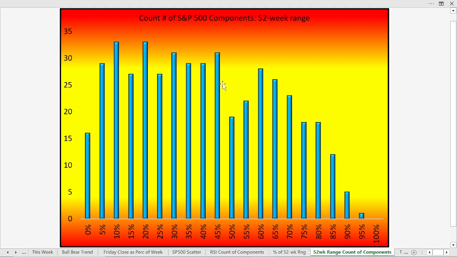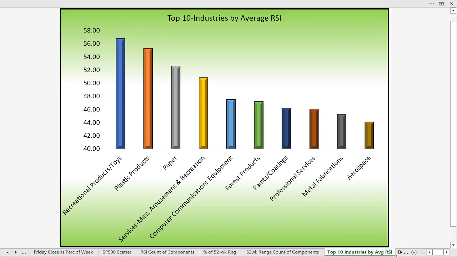Imagine every stock in the S&P 500 had an annual range of $1 to $100 a share. This would show us that most of the stocks are trading at 10, 15, 20, 30, maybe $40 a share. They're all relatively weak.